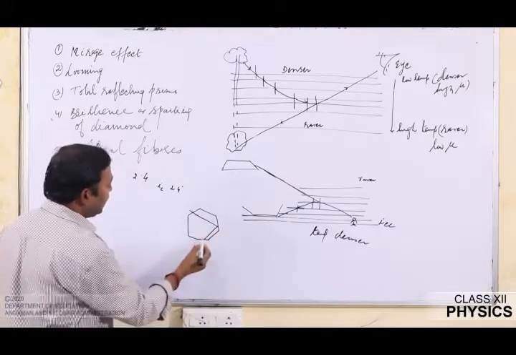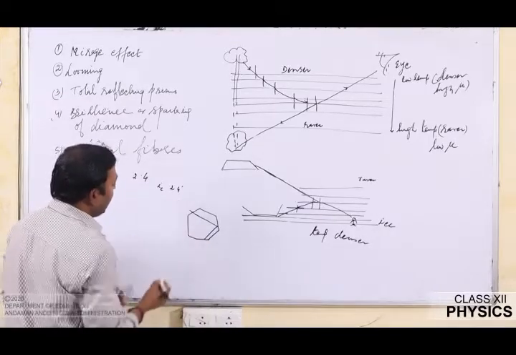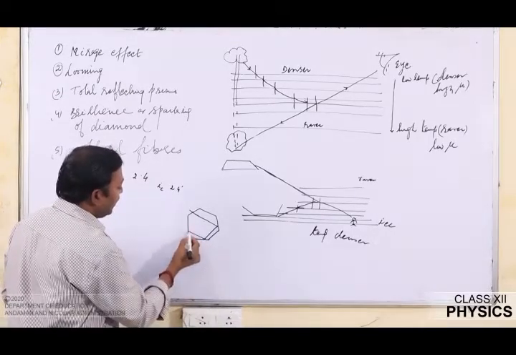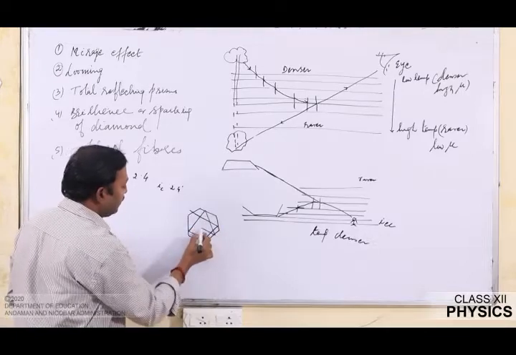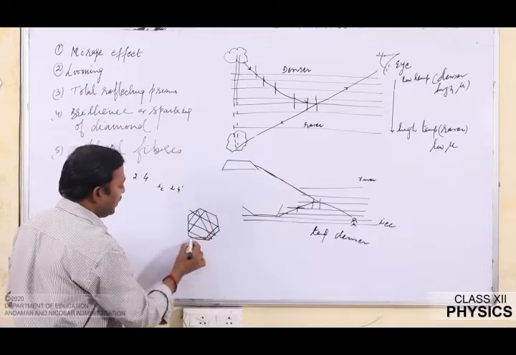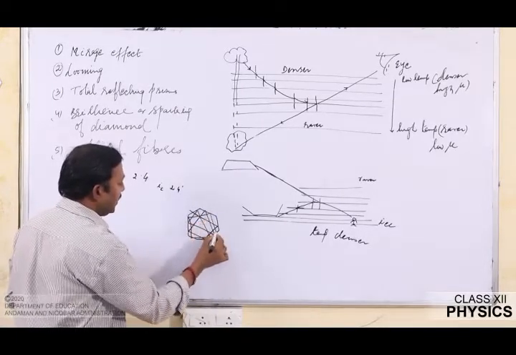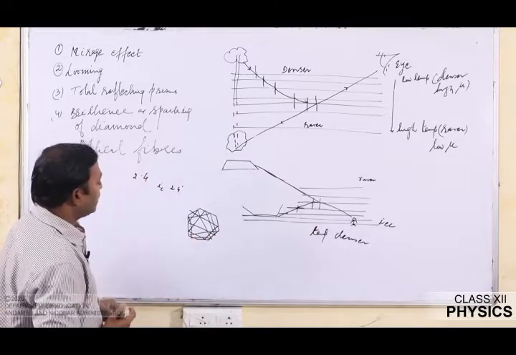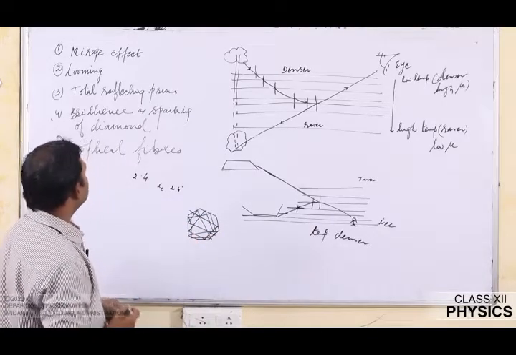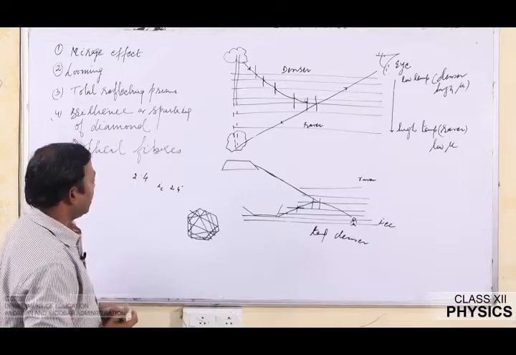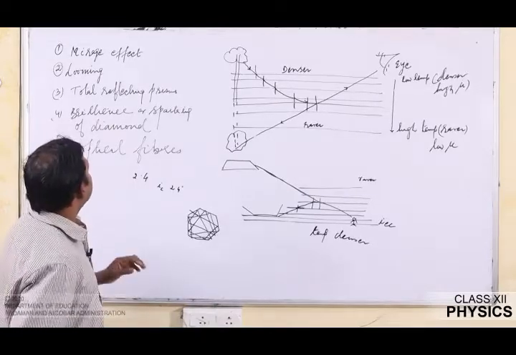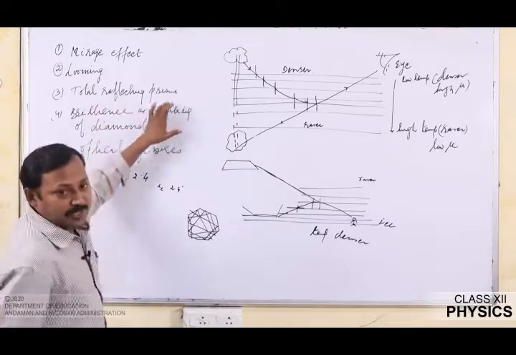Again, if it satisfies the condition of total internal reflection, it reflects and multiple reflections take place within the diamond. As a result, the sparkling or brilliance of the diamond can be seen. It is also based on total internal reflection. Next, we will see the total reflecting prisms.